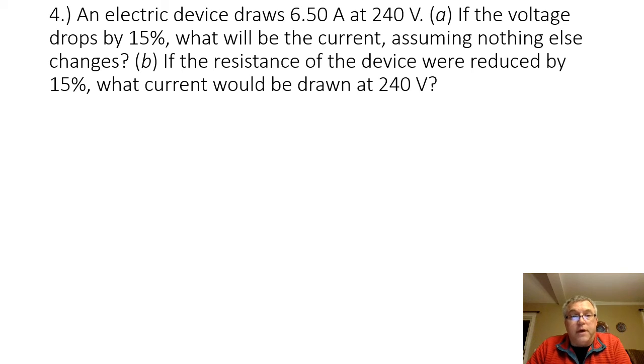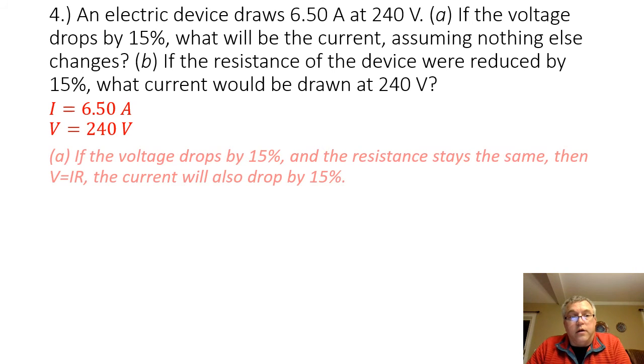So first of all, my givens are the current, which is 6.5 amps, and the voltage, which is 240 volts. Now, if I look at Ohm's law, V equals IR, note that the voltage and the current are on opposite sides of the equal sign, which means that they are directly proportional to one another. So if my resistance is staying the same and I decrease my voltage by 15%, that means I'm going to have to also decrease my current by 15%.